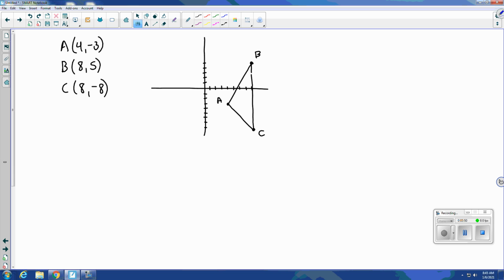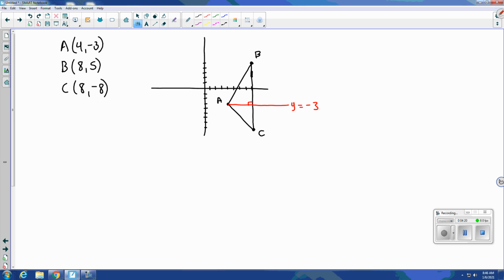And because that's vertical, the altitude that would run perpendicular to that must be a horizontal line, and that would be the altitude that extends from A. So if I know BC is a vertical line, and I know that because B and C share the same x-coordinate, the altitude coming from A must be horizontal, and therefore finding the equation of that line would just be y equals, in this case, the -3.